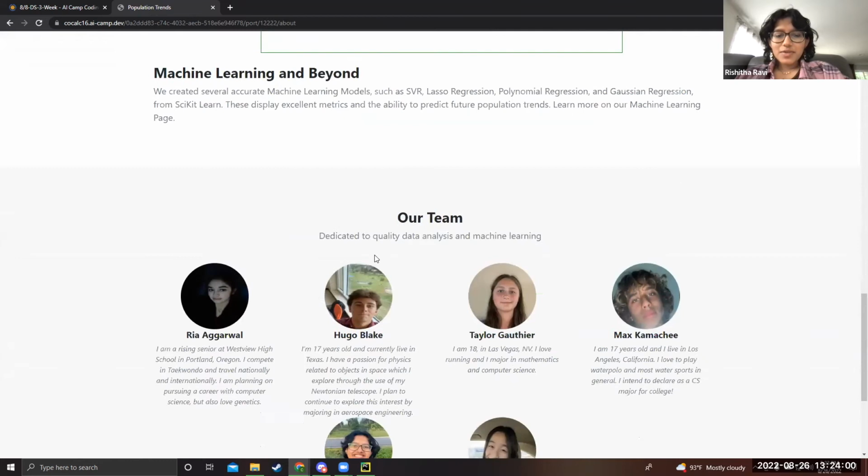The next part of our project was machine learning. Here we basically tried to use our data to train accurate machine learning models. We looked at a variety of different models to find the ones that would be the best fit for our data, and we settled on using the SVR, or support vector regression, lasso, polynomial regression, and Gaussian regression. We imported these from scikit-learn and then trained these models. These allowed us to have pretty accurate predictions of future population values.